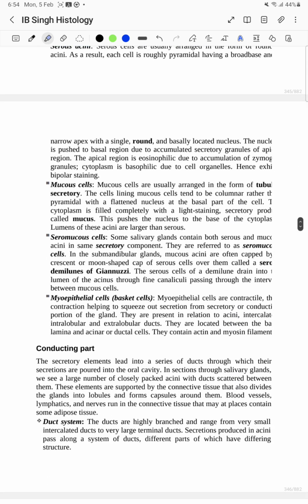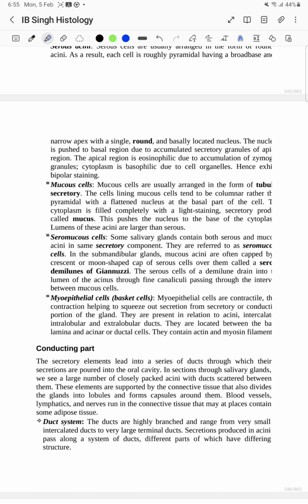Mucous cells. Mucous cells are usually arranged in the form of tubular secretory units. The cells lining mucous acini tend to be columnar rather than pyramidal, with a flattened nucleus at the basal part of the cells. The cytoplasm is filled completely with a light staining secretory product called mucus. This pushes the nucleus to the base of the cytoplasm. Lumens of these acini are larger than serous.